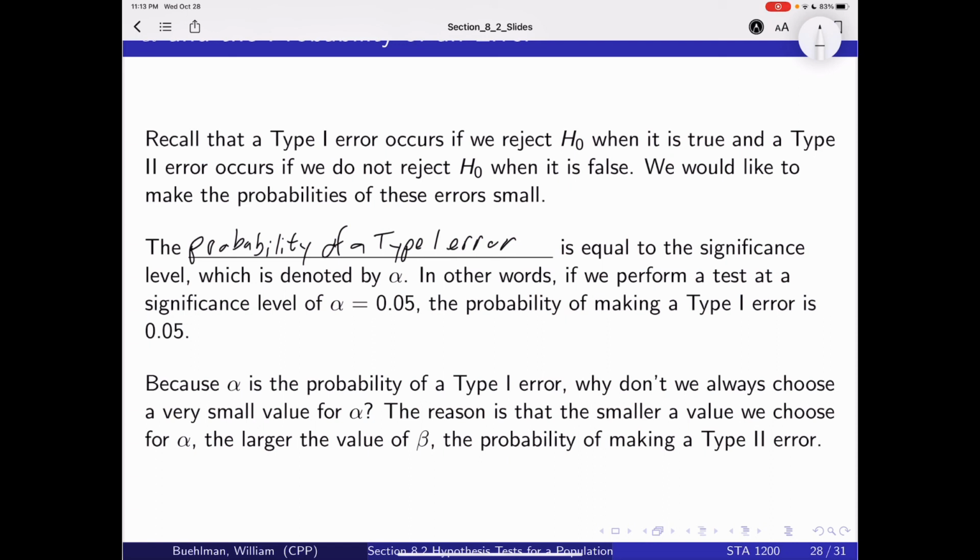Because alpha is the probability of a type 1 error, why don't we always choose a very small value for alpha? The reason is because the smaller a value we choose for alpha, the larger the value of beta, the probability of making a type 2 error. So there's a trade-off here.